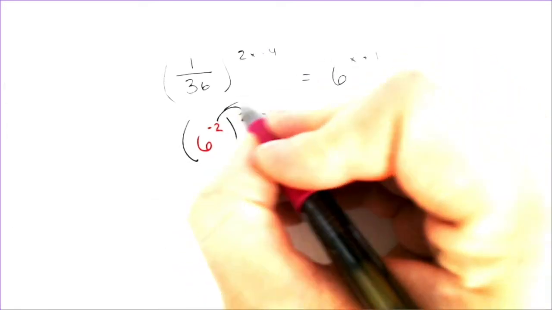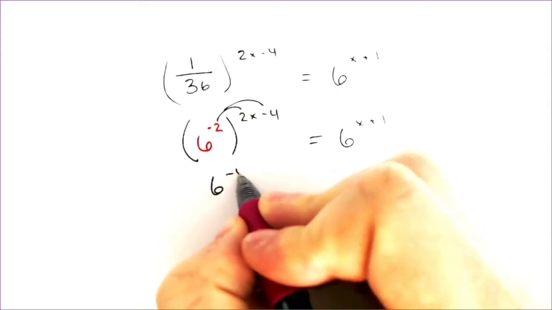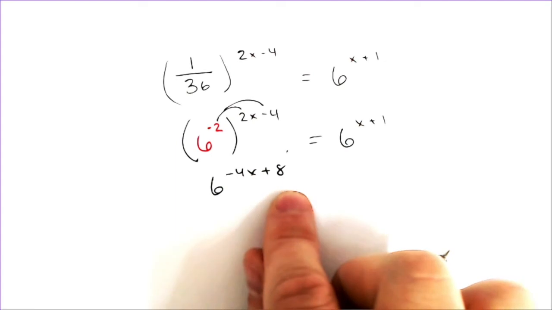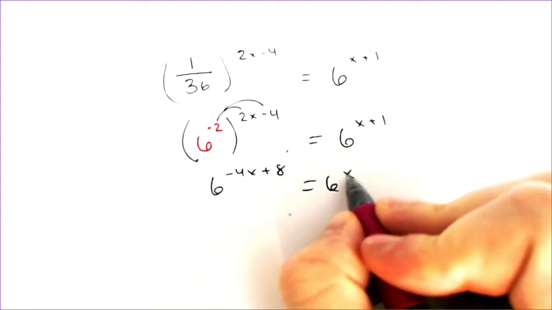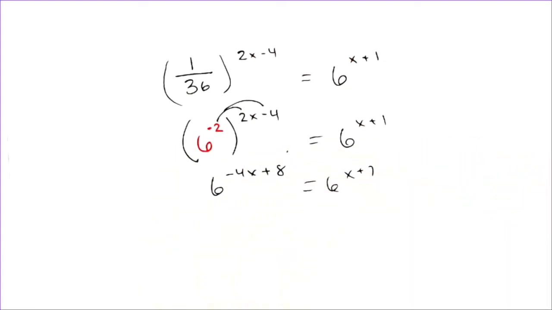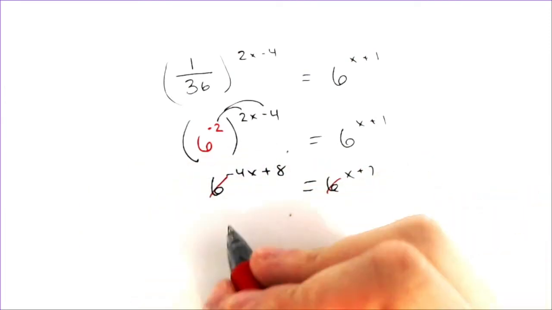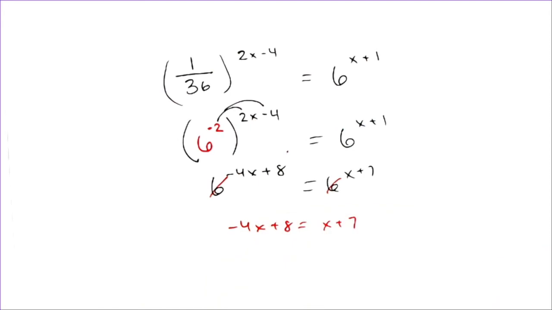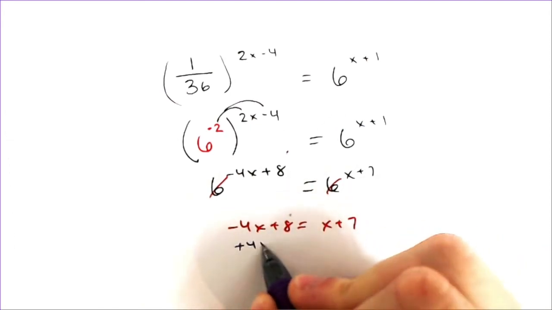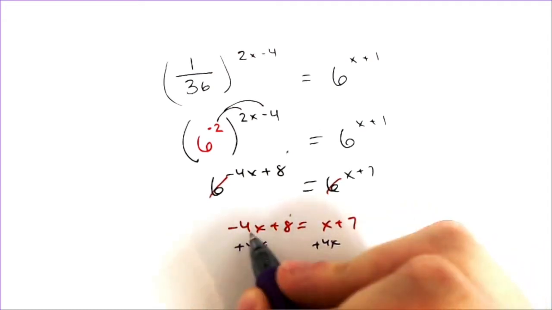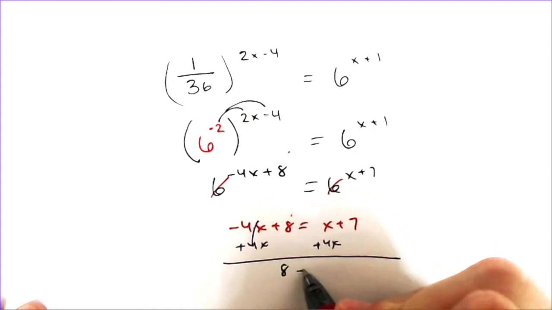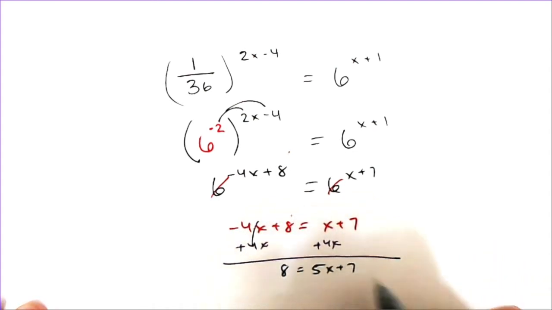Distribute the negative 2. 6 to the negative 4x plus 8, negative times negative makes positive 8, equals 6 to the x plus 7. They are both a 6. Say goodbye to the 6's. Negative 4x plus 8 equals x plus 7. Move it around however you'd like. I'm going to choose to add 4x because I like my x's to be positive. 8 equals 5x plus 7.